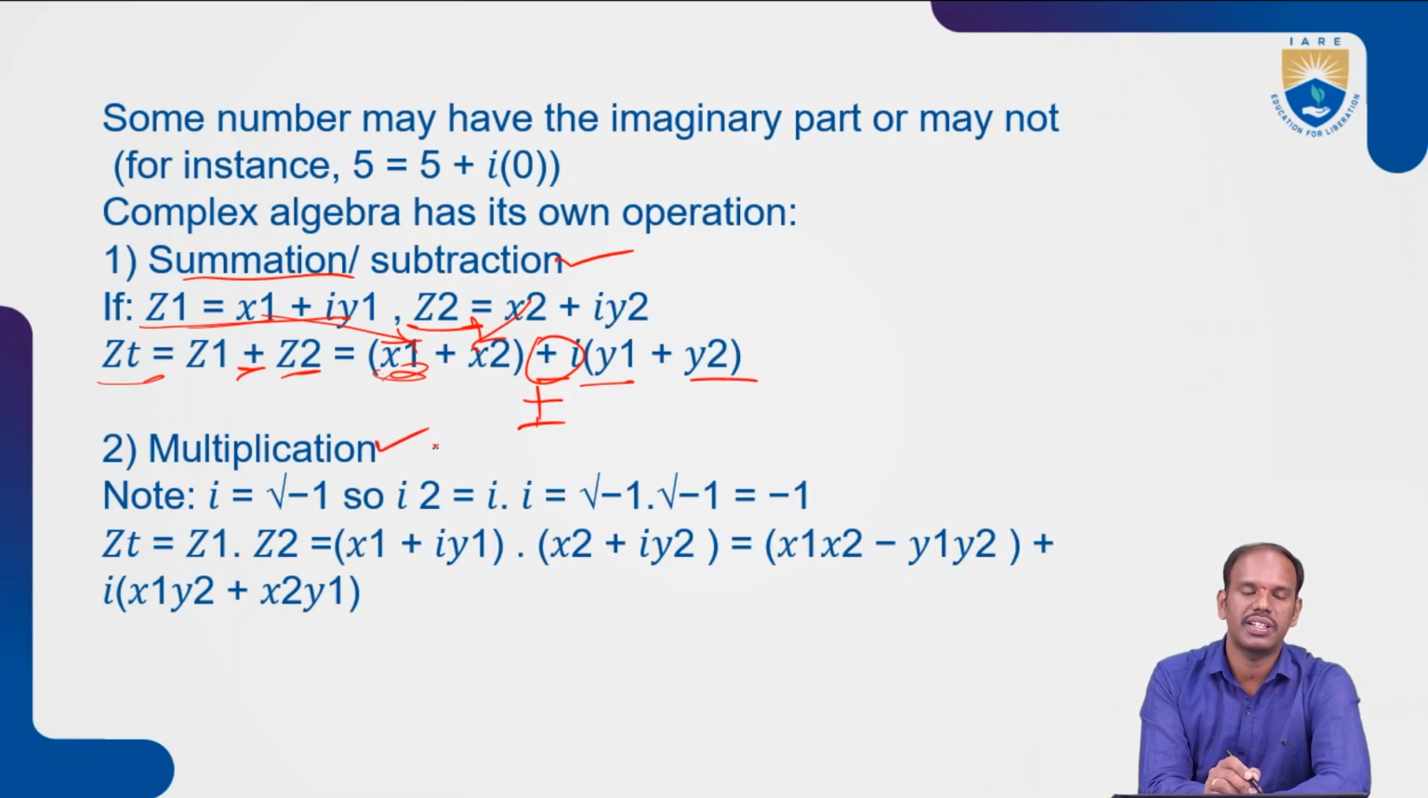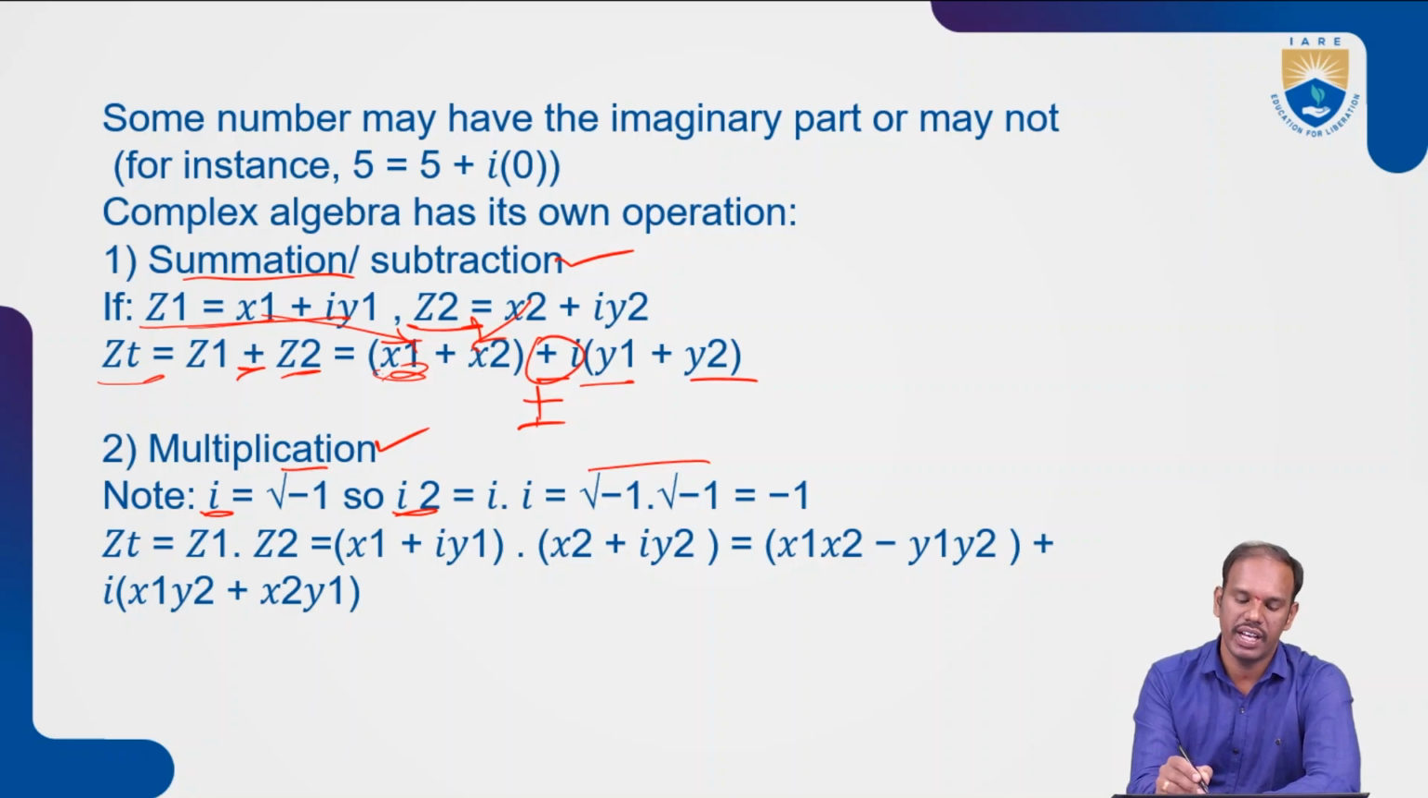And for multiplication in this type of question, i equals the square root of minus 1, or else i squared equals minus 1. We can write i in terms of the square root of minus 1. And for multiplication, we write it as Z1 into Z2.